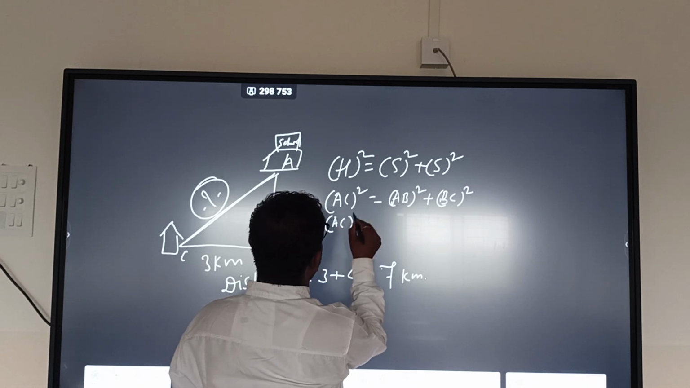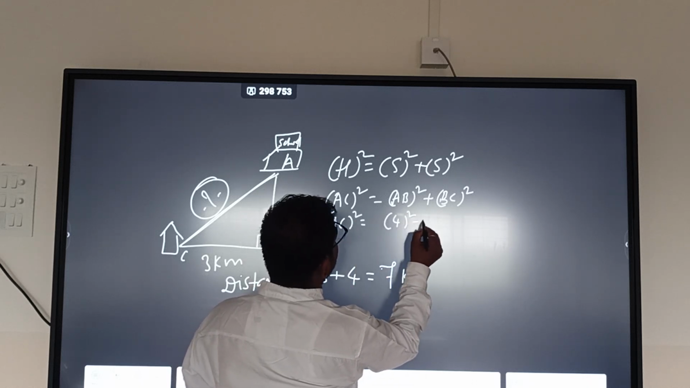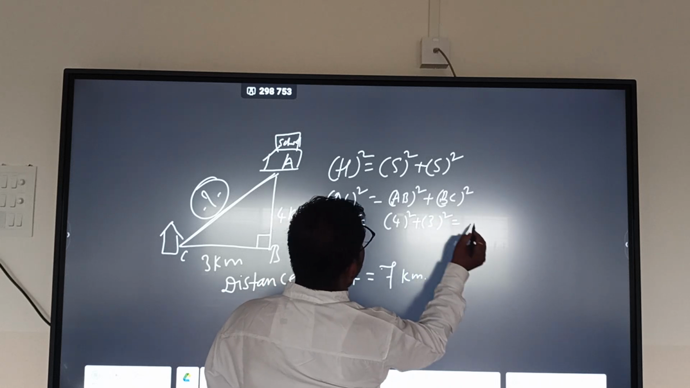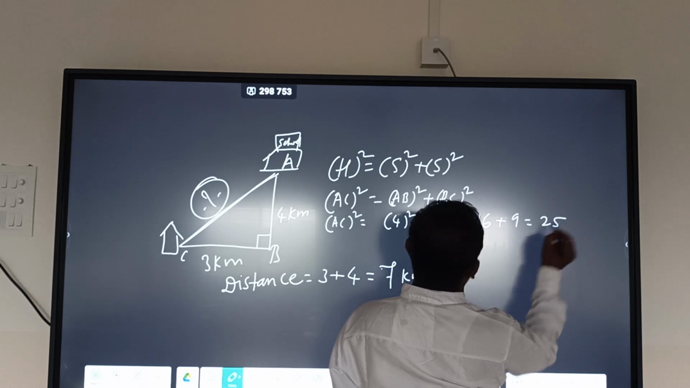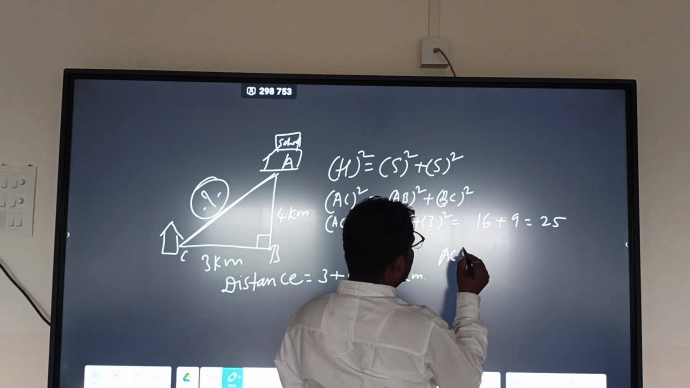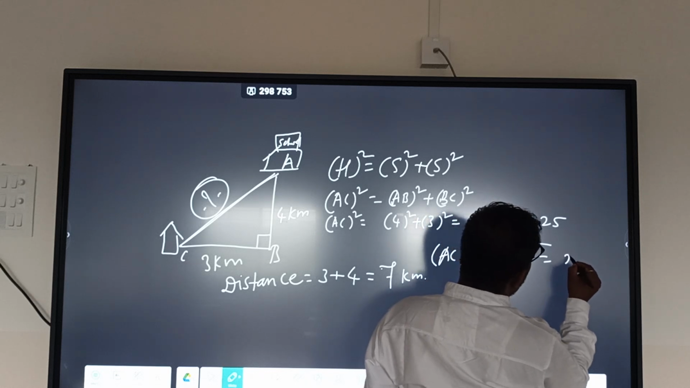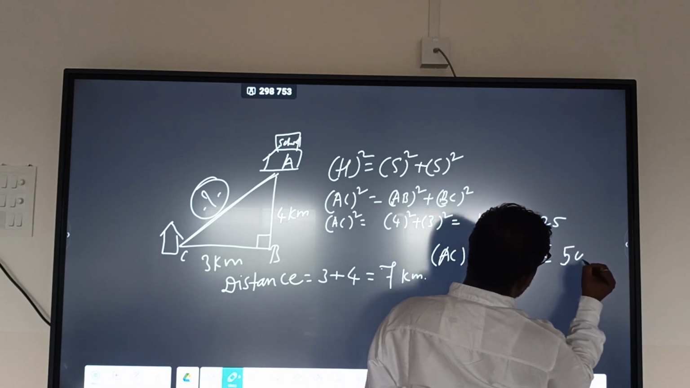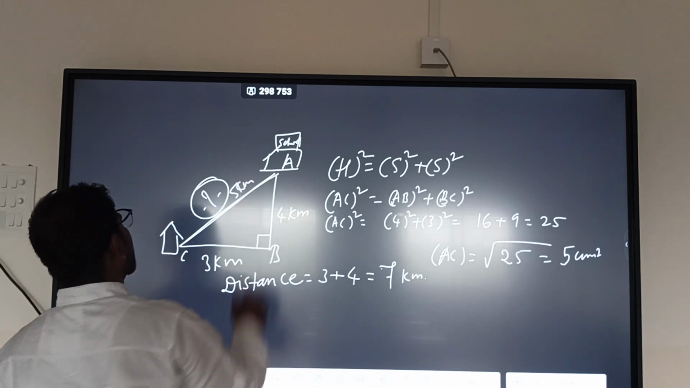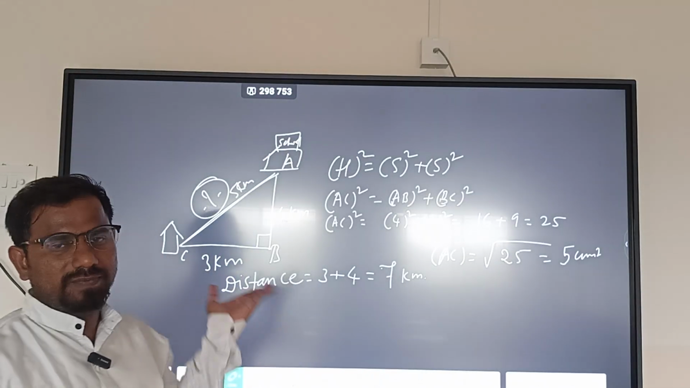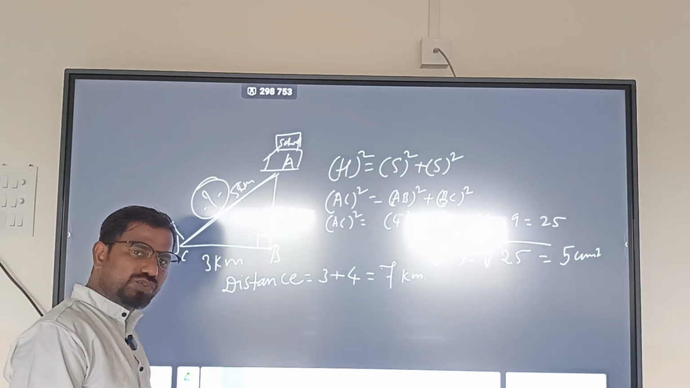AC square as it is, AB is 4 kilometers, so 4 square, and this is 3 square. 4 square is 16, 3 square is 9. This is 25, sir. AC square equals 25, and taking the square root, this becomes 5 units. So this is 5 kilometers, the shortest distance. This is nothing but displacement: 5 kilometers, while distance is 7 kilometers. Are you getting, my dear students?